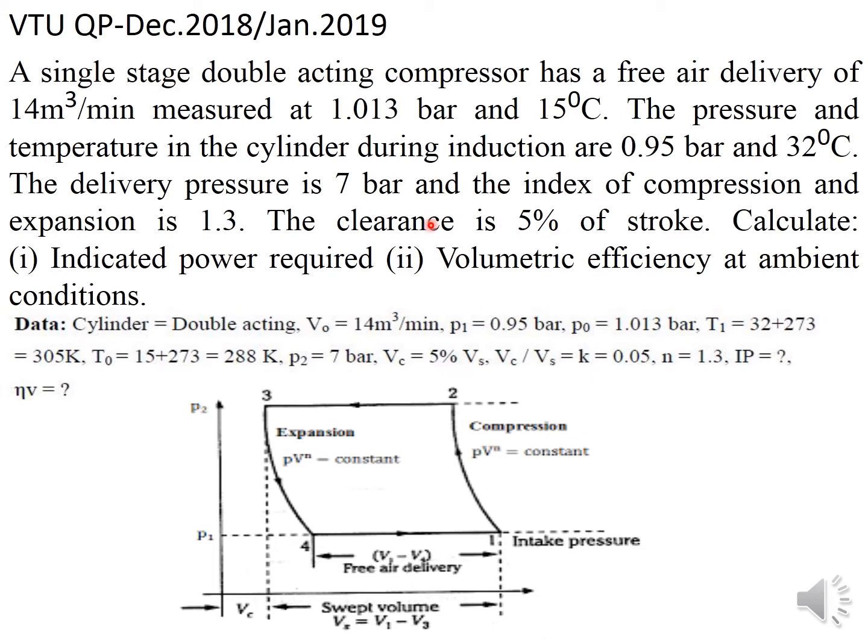This is very important again. Clearance is 5% of stroke, means VC is 5% of Vs. So VC by Vs is equal to K. We have already seen this in the volumetric efficiency derivations: the ratio of clearance volume to swept volume. So here, substituting Vs, it becomes 5 by 100, that is K is equal to 0.05. N is equal to 1.3. IP and volumetric efficiency we need to calculate. So note down the given data properly, and we'll go for solving.